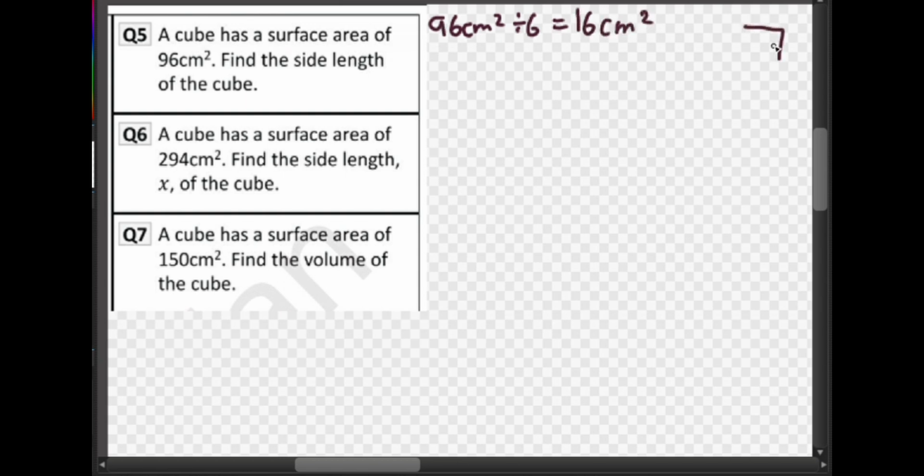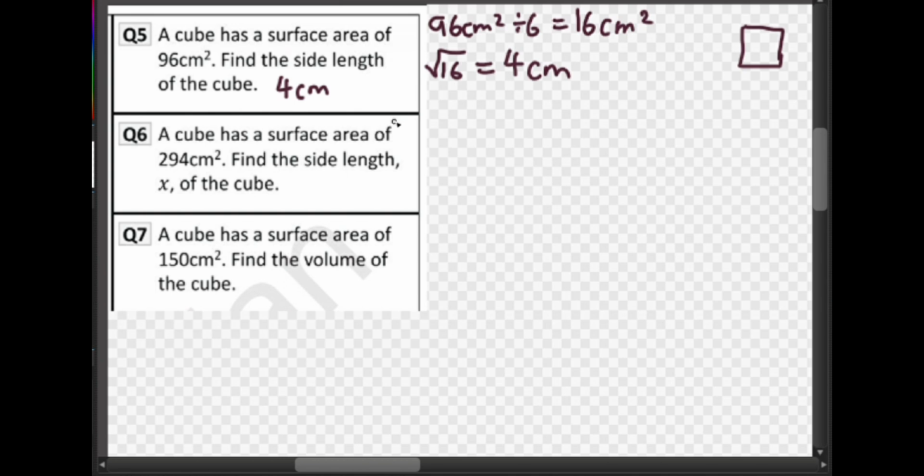Now 16 cm² is the surface area of a face, and to find the side length, we take the square root of 16, and the answer will be 4 cm. So the side length of the cube will be 4 cm.